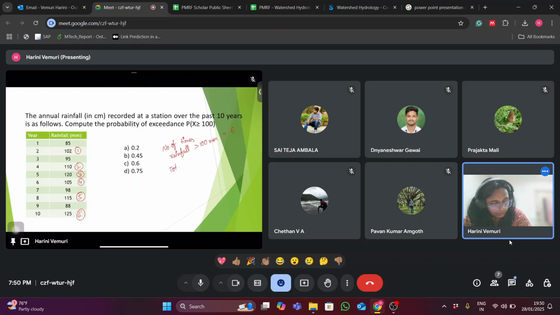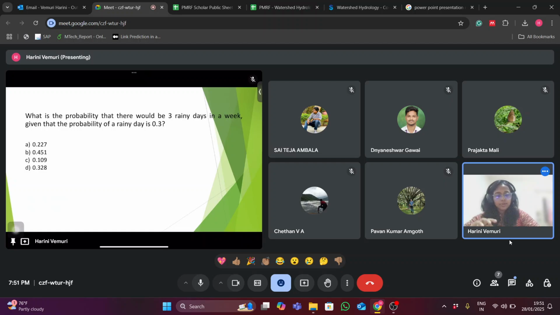The total number of rainfall events is 10, since we have 10 years of data. Then the probability of X greater than or equal to 100 is the number of times rainfall exceeded 100 mm divided by the total number of rainfall events. So it's 6 by 10, that is 0.6. This is our answer.